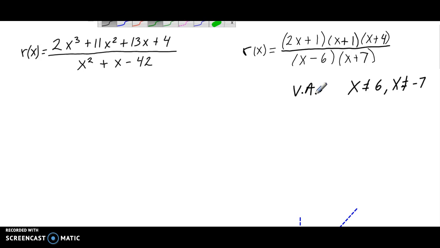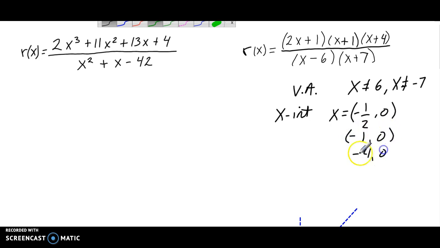We want to know what the x-intercepts are, and they are the values that make the numerator equal 0. So that would be (-1/2, 0), (-1, 0), (-4, 0). Those are our x-intercepts.